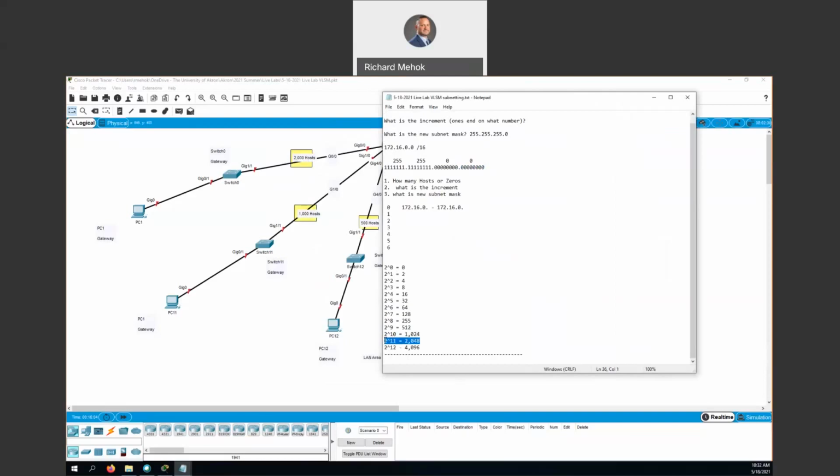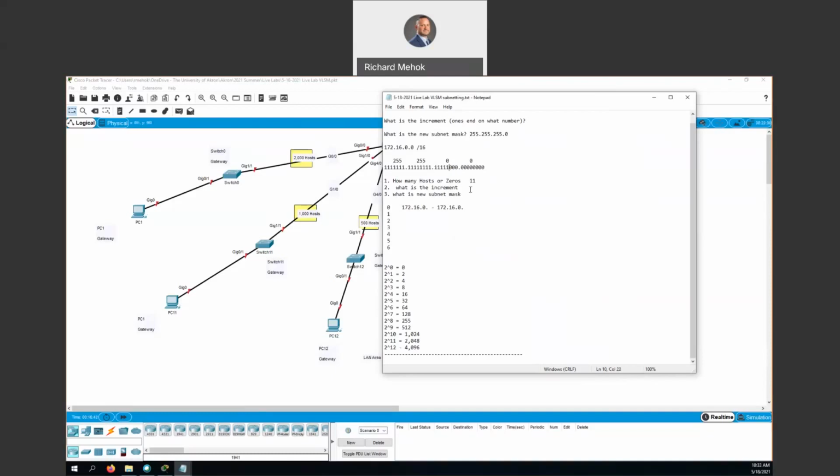So that's the first question. We need 2,000 devices. So how many zeros? Well, that would be 11. So if we go to our subnet mask, we see we have 8 zeros in the fourth octet. We got to steal some zeros from the third octet. So if we have 8, there's 9, 10, 11. So we need 11 zeros. So the rest of these will have to be turned into ones. So delete those. 1, 2, 3, 4, 5.